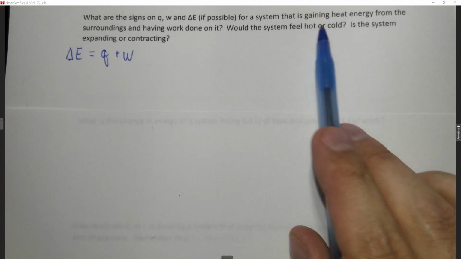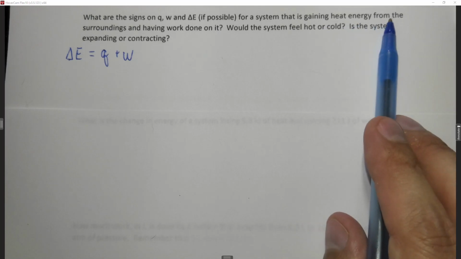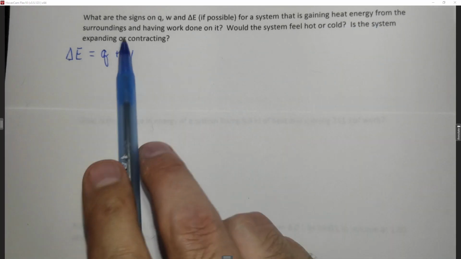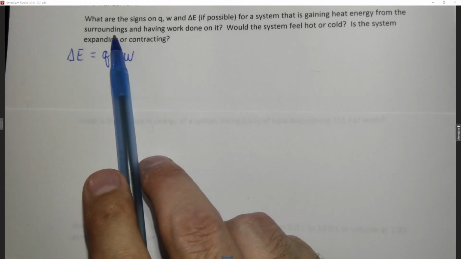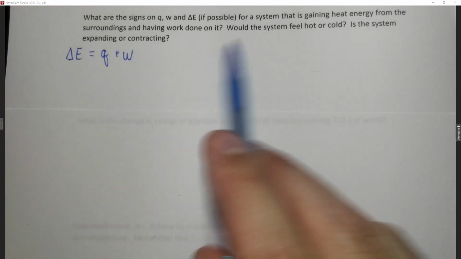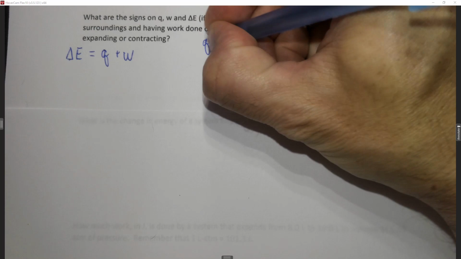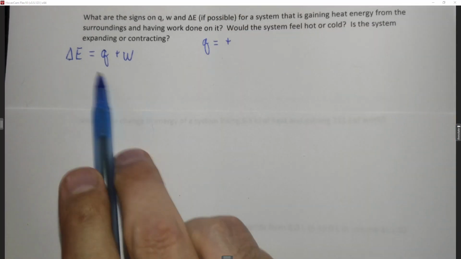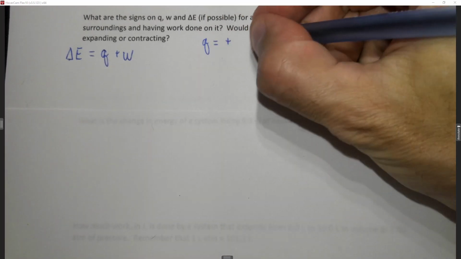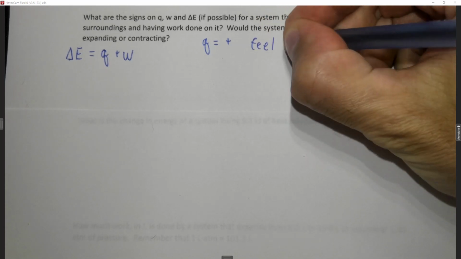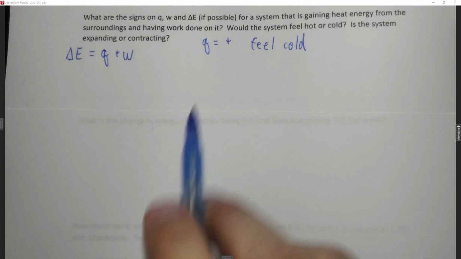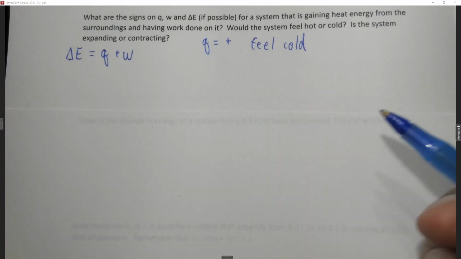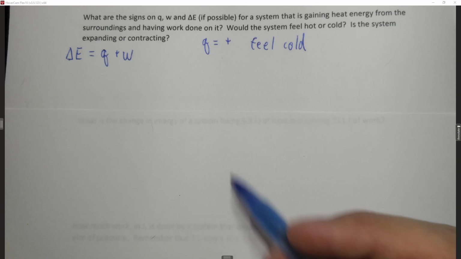So the system is gaining heat energy from the surroundings. If you were standing near this system, you would be the surroundings. If something is gaining heat energy from you, it would feel cold, and Q would be positive because the system gains the heat energy. This is counterintuitive because you think Q being positive should feel warm, but it actually feels cold because it's gaining heat energy from the surroundings, and you're always the surroundings.